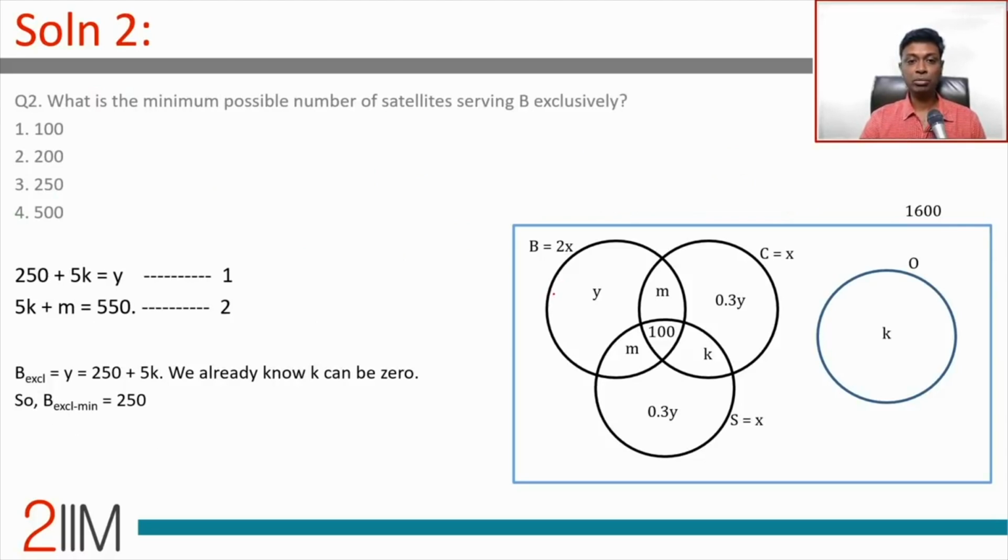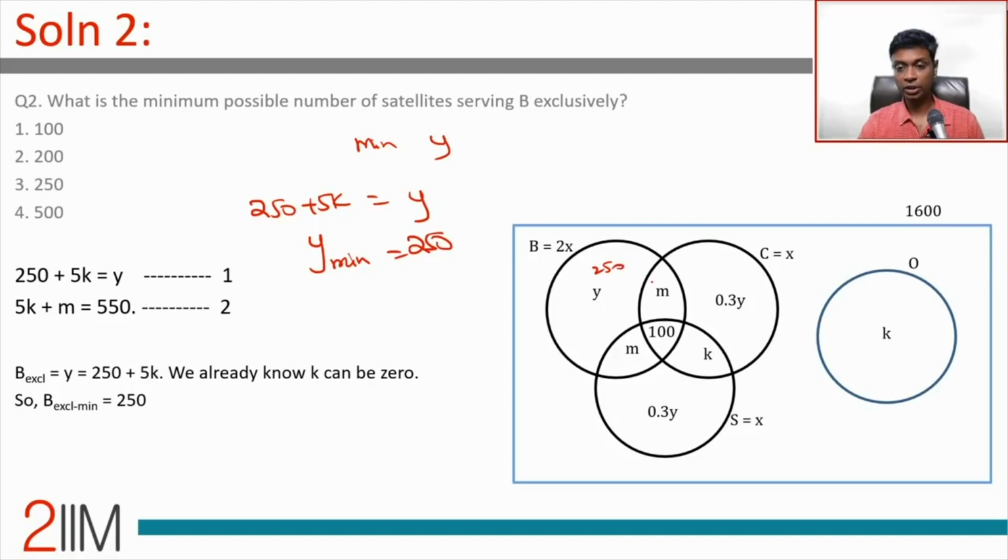What is the minimum possible number of satellites serving B exclusively? So we want to find minimum Y. We know that 250 plus 5K is Y. K can be 0. We've already seen that. If K is 0, then Y is minimum. Y minimum is 250. This will be 250. This will be 550. That is still a complete grid. That is possible. Minimum Y is 250. Exclusively serving B, 250.